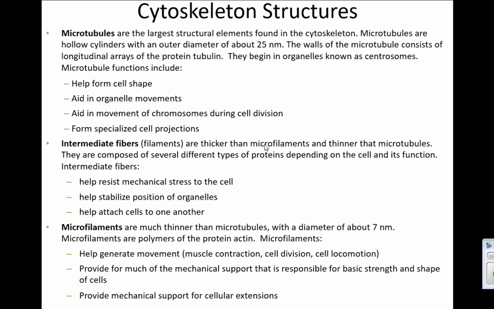And then the smallest one are microfilaments, made up of a protein that we'll talk a lot about in this class, which is actin. They help generate movement, like in muscle contraction, cell division, cell locomotion, provide for much of the mechanical support, responsible for basic strength and shape of cells, and provide mechanical support for these cellular extensions.